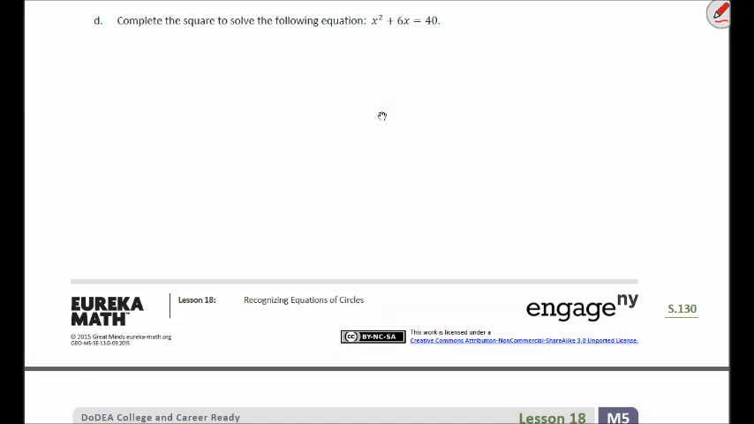We'll next look at letter D, and we're asked to complete the square to solve the following equation: x squared plus 6x equals 40. Now, when I rewrite that, I'm going to leave a space that I'll need to fill in later, equals 40. Okay? Complete the square means I want what's over here on the left-hand side to be a perfect square trinomial, just like we saw in C, where it factored perfectly into a perfect square.